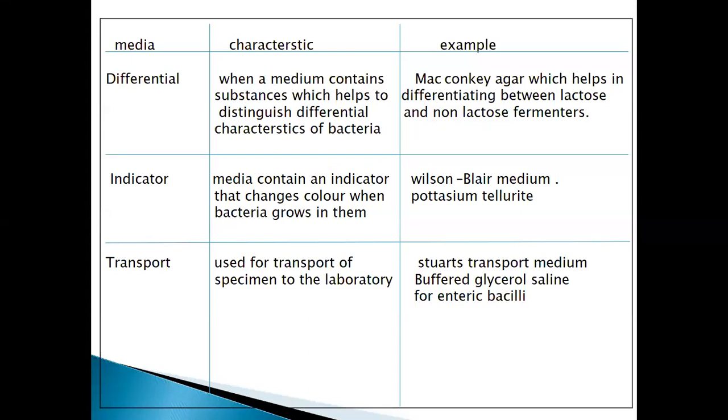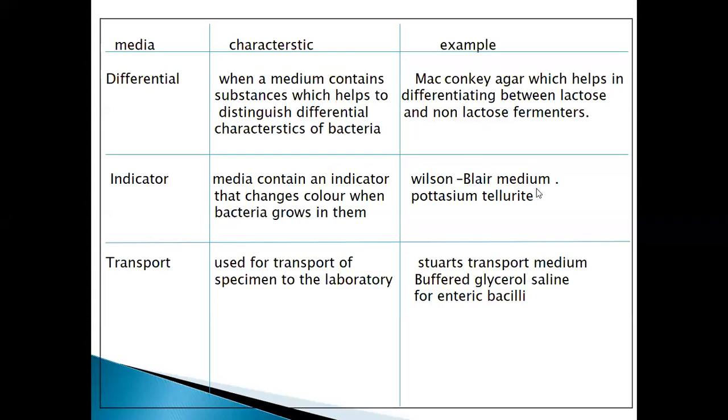Is it okay? That is the difference between that. Broth means liquid. Broth can be enrichment. It could be selective. It could be differential. It could be indicator. Whatever it is.